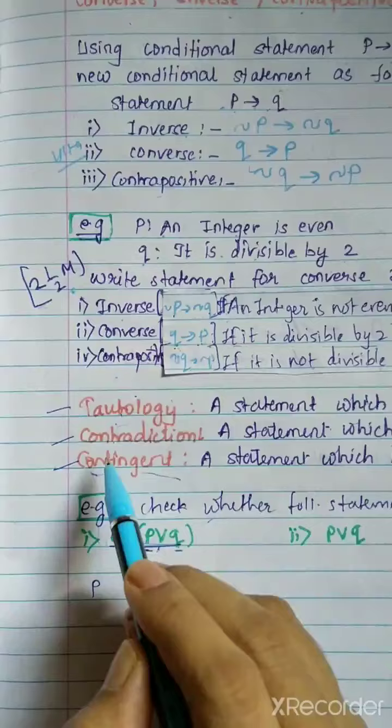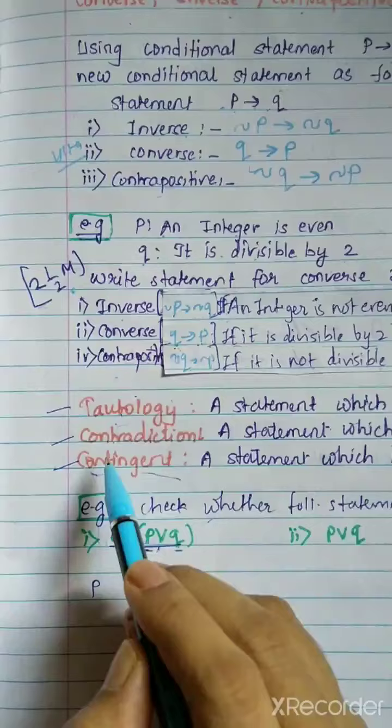Okay, DM lecture 2. In this lecture, we are going to study converse, inverse, contrapositive. These are mainly formed by using the conditional statement P implies Q. Last lecture we studied the table of P implies Q. So, using this implication, we can form new conditional statements, that is inverse, converse, and contrapositive.